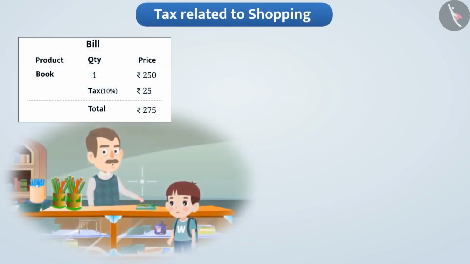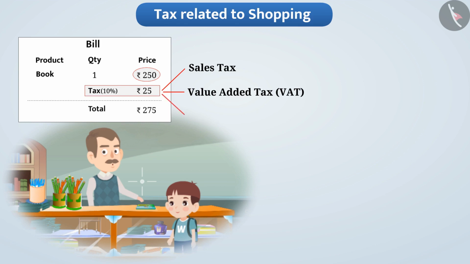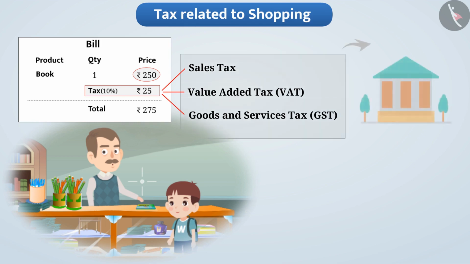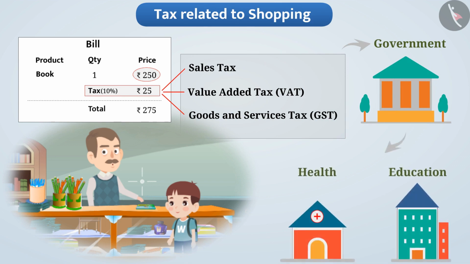Now, let's know about the tax related to shopping. We buy different kinds of things. Have you looked at the shopping bill properly? You may have found that some additional value along with the value of the item is charged as tax, such as sales tax, value added tax, or goods and services tax, that is GST, etc. This tax is paid to the government, which the government spends for the facilities like health, education, etc.